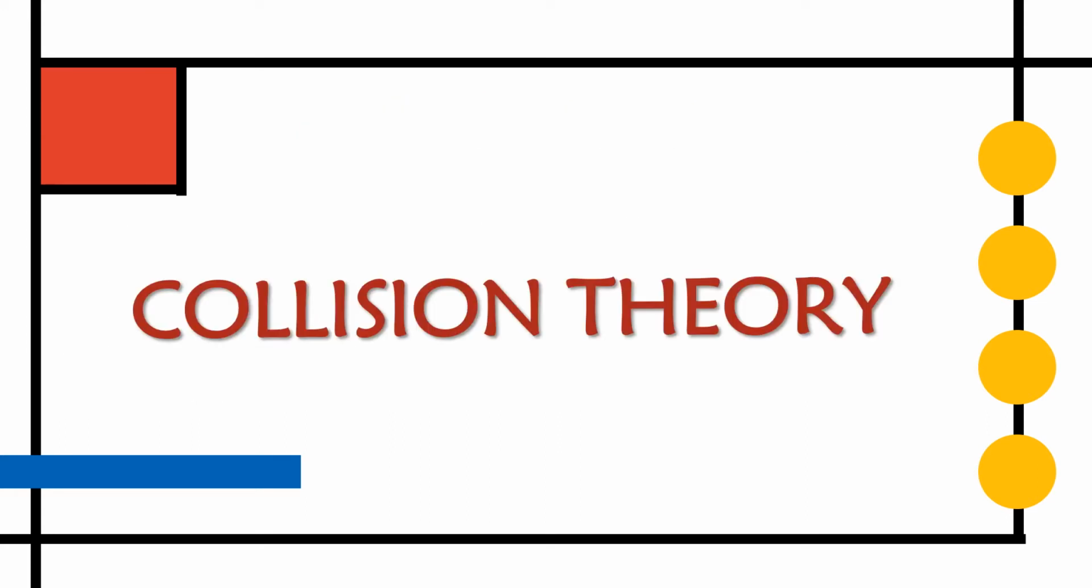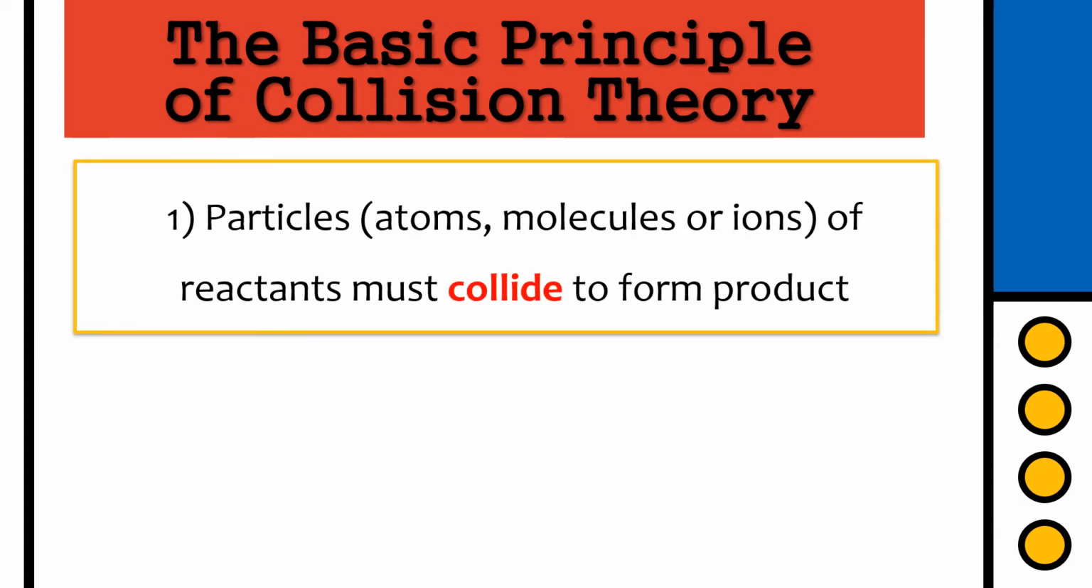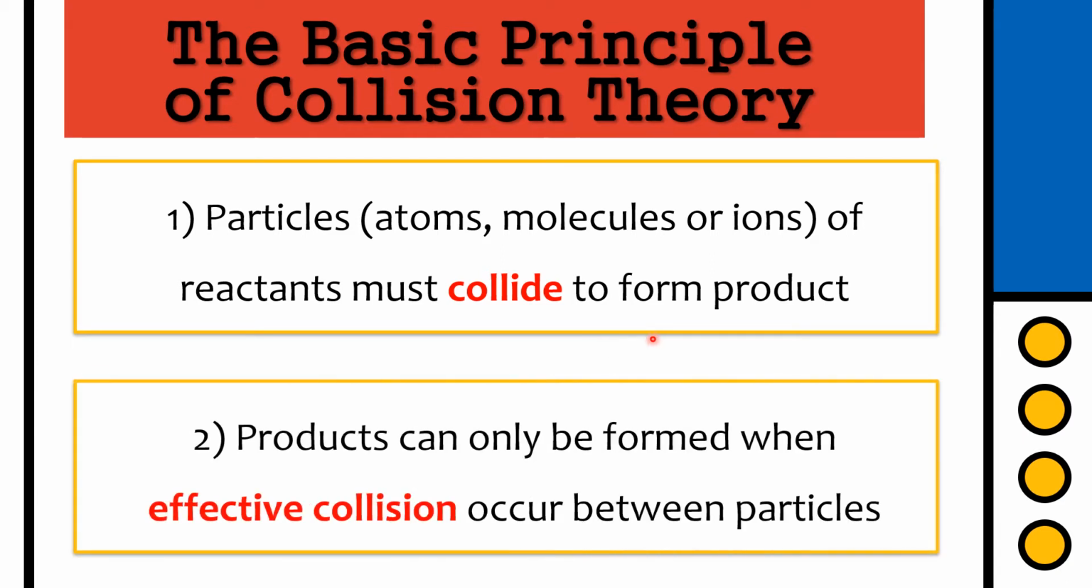First, we're going to look at what collision theory is. The basic principles of collision theory, we have two. The first one: particles, which are atoms, molecules, or ions, of the reactant must collide to form product. So collision must occur between the reactants. If the reactants do not collide with each other, no reaction, no product will be formed. The second one: products can only be formed when effective collision occurs between the particles.